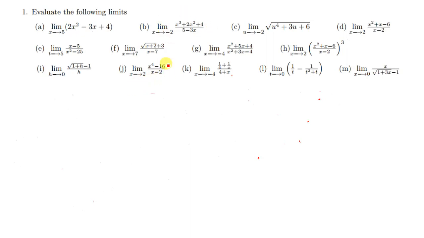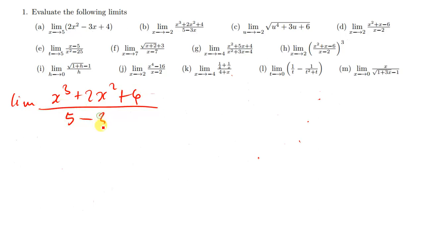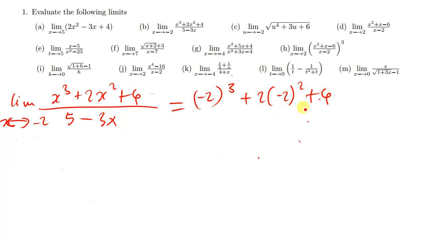So this one is also found by replacing x with negative 2. So we have the limit of x to the power 3 plus 2x squared plus 4, then everything over 5 minus 3x, as x is approaching negative 2. So we're going to put negative 2 there, then plus 2 times negative 2 squared, then plus 4. Then everything over 5 minus 3 times negative 2 there. So what you just need is to simplify this expression.